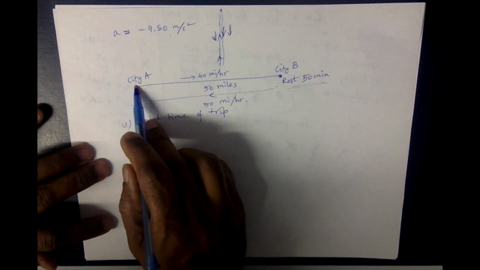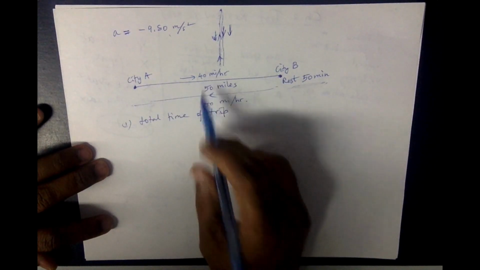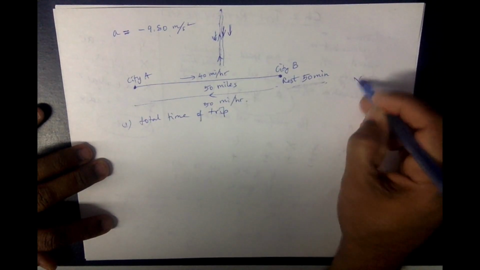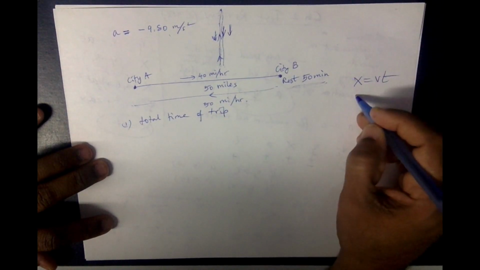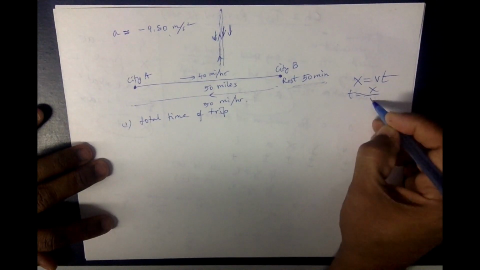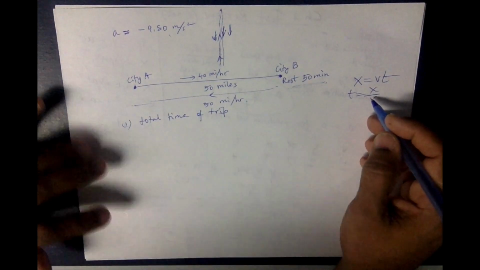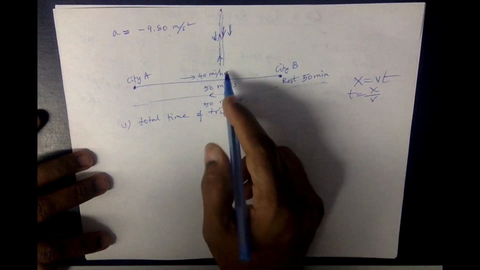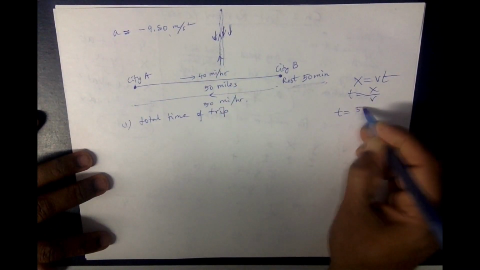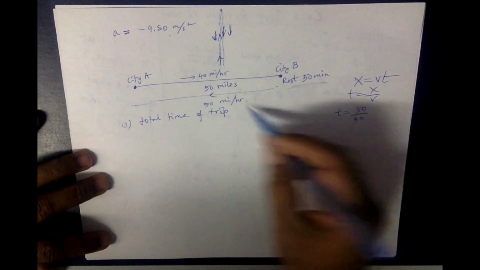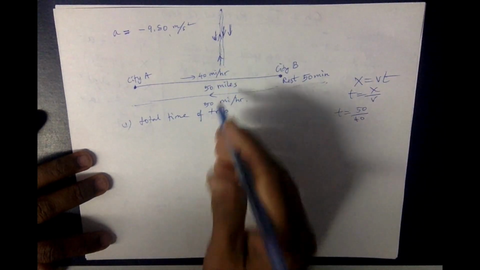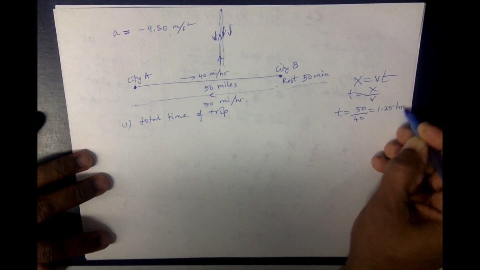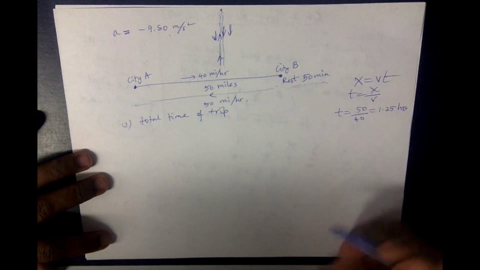So how long did it take to go from here to here? 50 miles at 40 miles per hour. So we're going to use this equation, x is equal to vt. So the time is going to be x over velocity or average speed. So time over here is going to be 50 over 40. I'm leaving it in miles per hour because everything is given in miles. And that is going to be 1.25 hours. So that is 1.25 hours to go there.